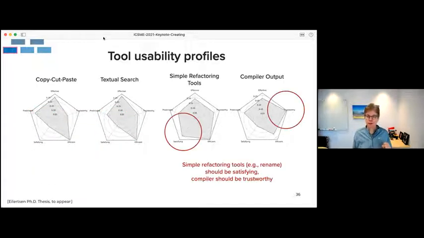On the other hand, when you look at simple and complex refactoring tools, you start to see a different nature come out of what developers want. And I should point out that there's slightly different scales on all of these diagrams, so be careful to infer too much at a glance. But you can see that for compiler output, developers really obviously want those tools to be trustworthy.